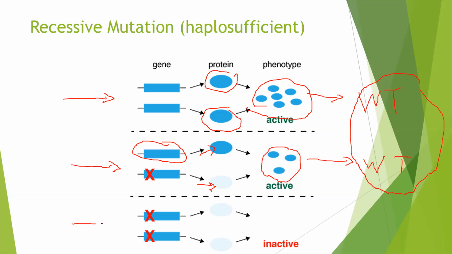However, if we look at the third individual, if both wild type alleles have been destroyed, so no protein can be produced in this individual, then there's no functional active protein or enzyme here, and this will lead to the mutant phenotype. Okay. All right, so I hope everybody understands the model behind this. This is a very easy model. So let's look at another one.